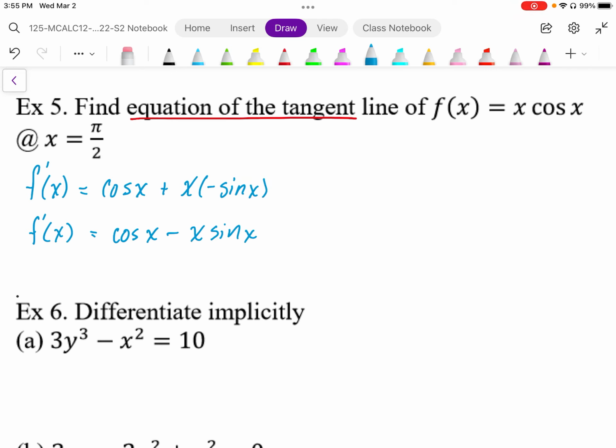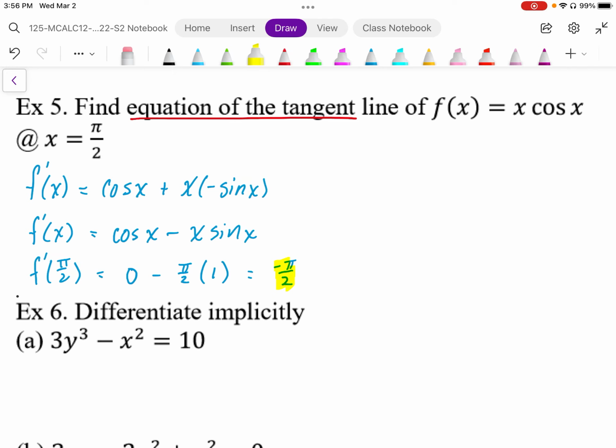Okay, and then I want to calculate the slope, so I want to find f prime at pi over 2. So plugging pi over 2 in, cosine of pi over 2 is 0, x is pi over 2, sine of pi over 2 is equal to 1. So slope is equal to negative pi over 2. So that's my slope.